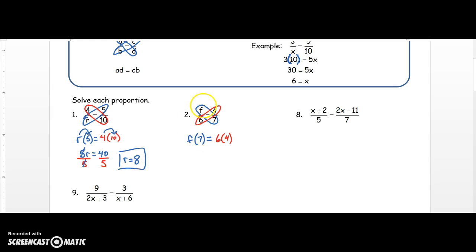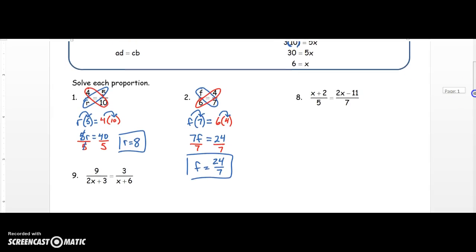Now it's just like this distributing. Any letter, variable, or number attached to the parentheses means multiplication. So we're going to do f times 7. So you get 7f equals 6 times 4, 24. Now, to solve for f, go ahead and divide by 7. And you get f equals, we're going to leave it in fraction form. Fraction form, if you go ahead and plug it back into the equation, is going to give you a more exact number than a decimal. So that's why we're leaving it in fraction form right now.